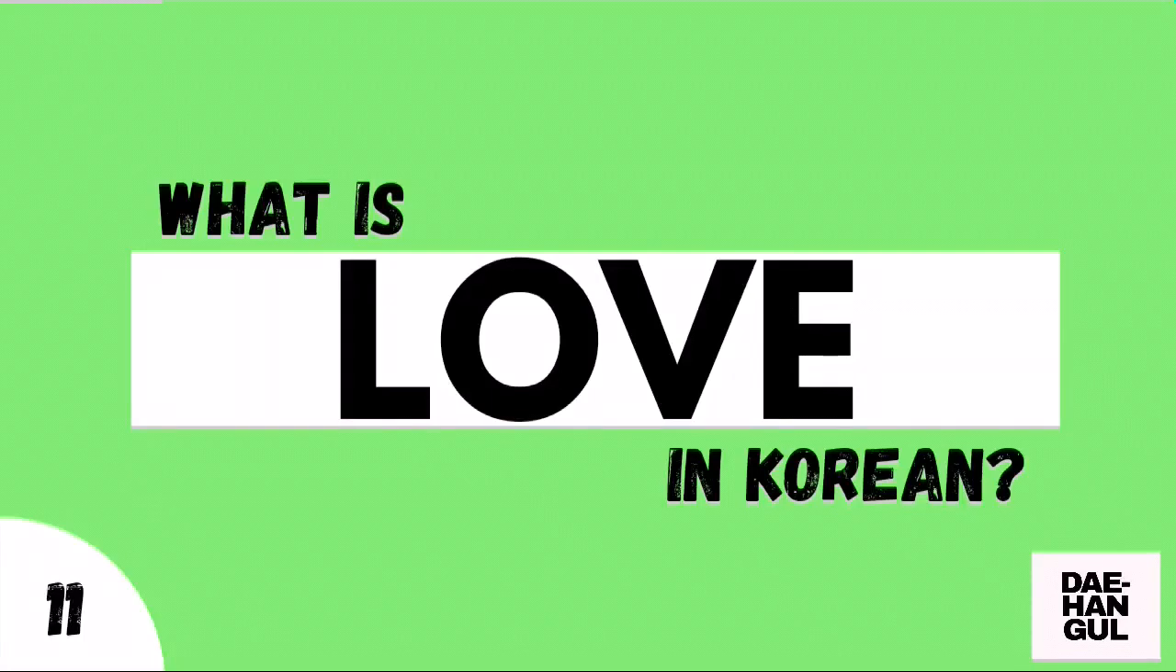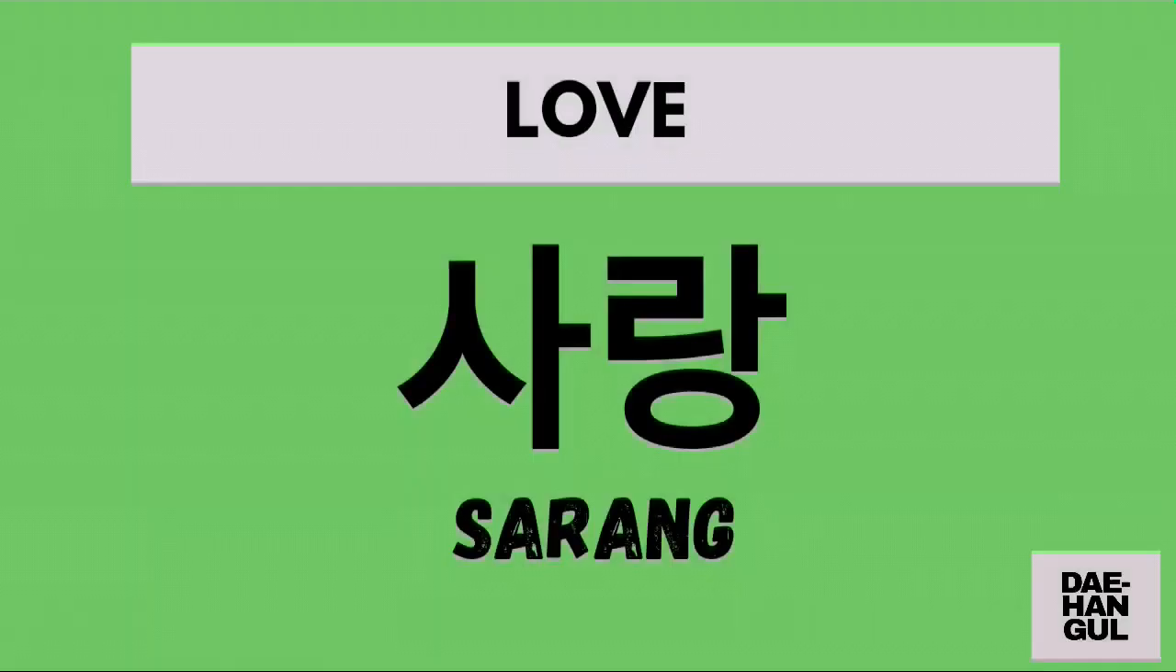What is love in Korean? The Korean term for love is sarang. Again, it's sarang. This is pronounced as a two-syllable word. The first syllable is sa, the second syllable is rang. Pronounce it with me. Sarang.